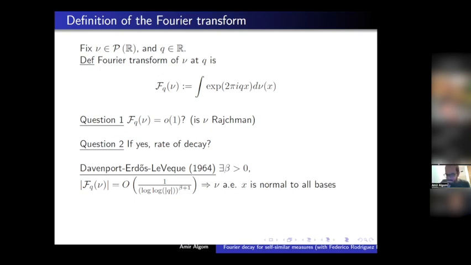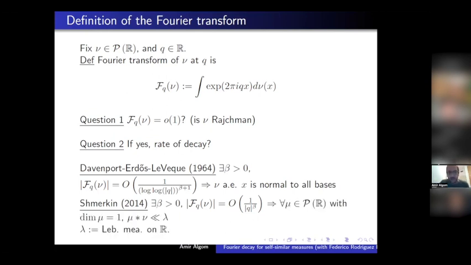So there's that. Then a more recent result of Pablo says that if you have polynomial decay, then you have very strong things. For example, if you convolve your measure with a measure with dimension 1, that would yield an absolutely continuous measure. It's typically very hard to deduce that a measure is absolutely continuous, but if you have polynomial decay, then you have something. Here lambda stands for the Lebesgue measure on R.